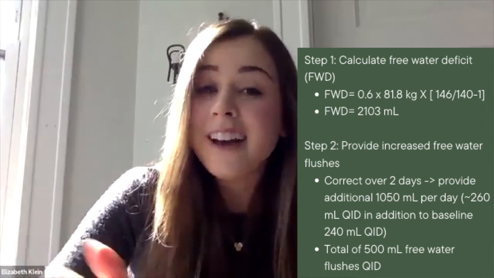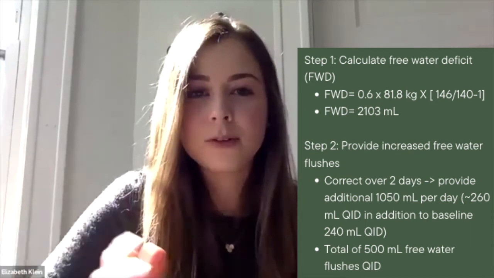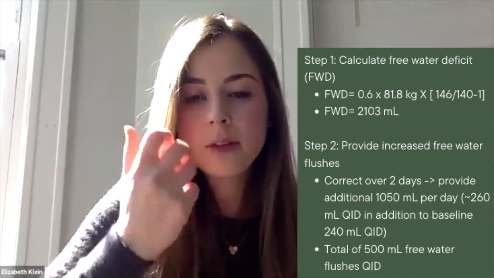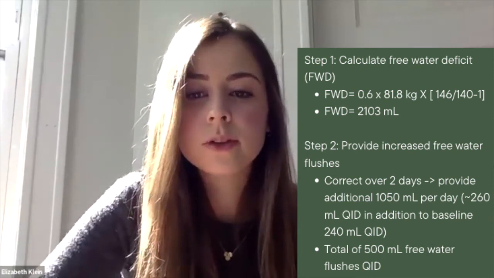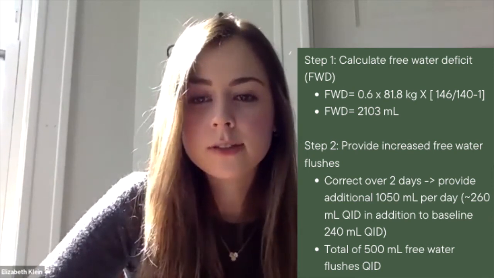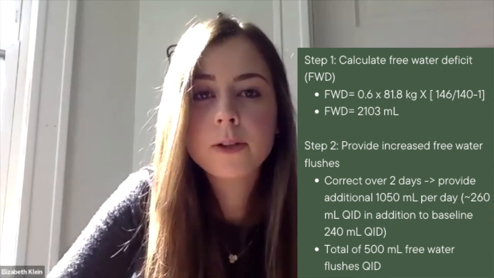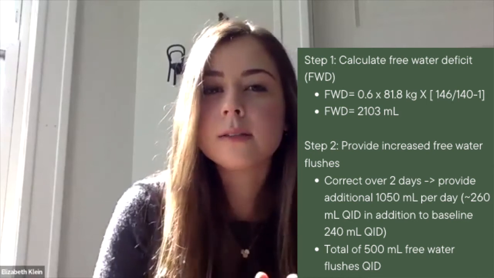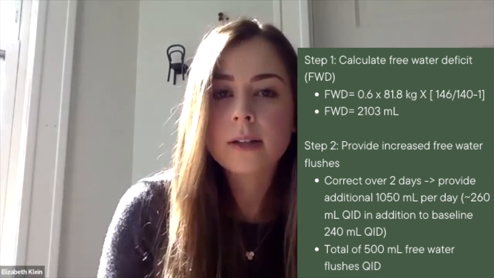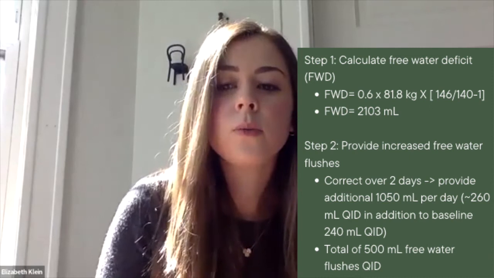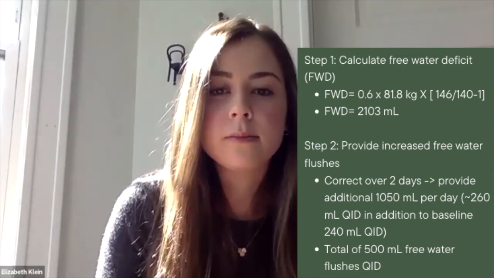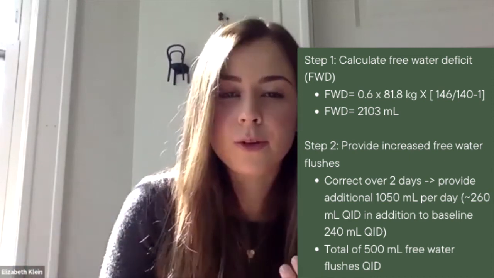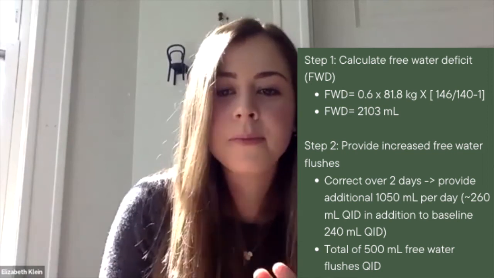So now that you know how much he needs, how do we figure out how to provide that volume, right? We don't want to just give a 2-liter bolus right away. So what we can do is increase his free water flushes. Now, the important thing to remember is that the free water flushes he's already getting are to meet his baseline hydration needs, right? And so since he's dehydrated, we want to add the water he's missing on top of the free water he already needs at baseline.